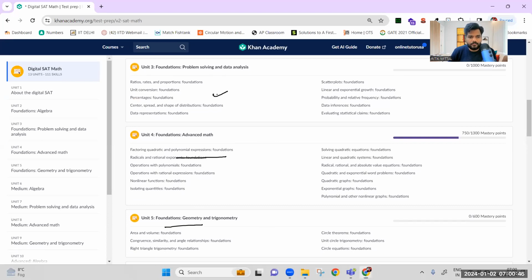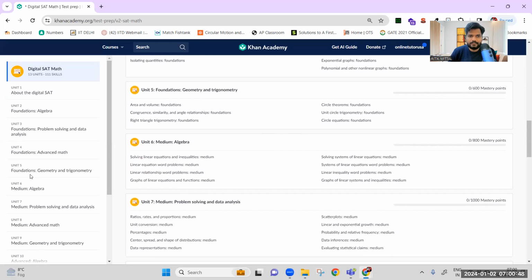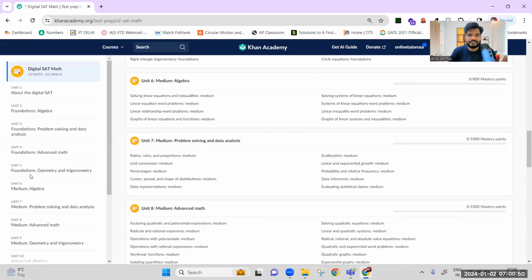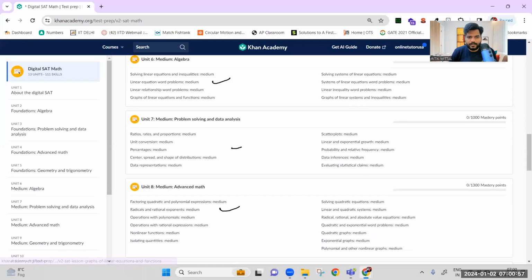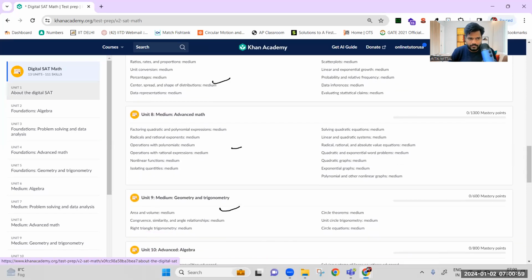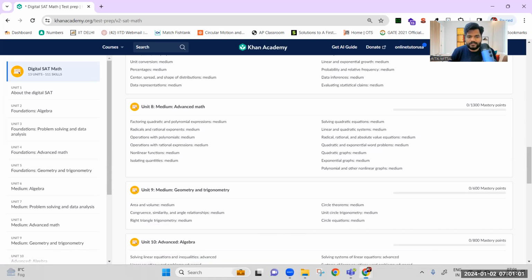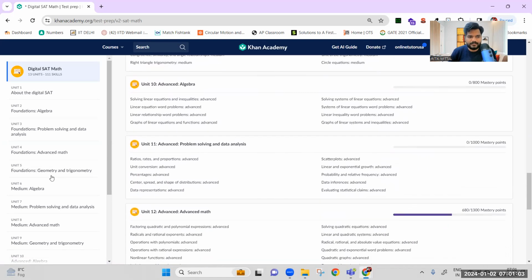Now see, in all 4 sections you got the foundation. Now again you will be getting these 4 sections, but this time at the medium level. So algebra, problem solving and data analysis, advanced math, followed by geometry and trigonometry, medium level. Now in the last 4 units, which are unit number 10 to 13, you'll be getting the advanced material, right?